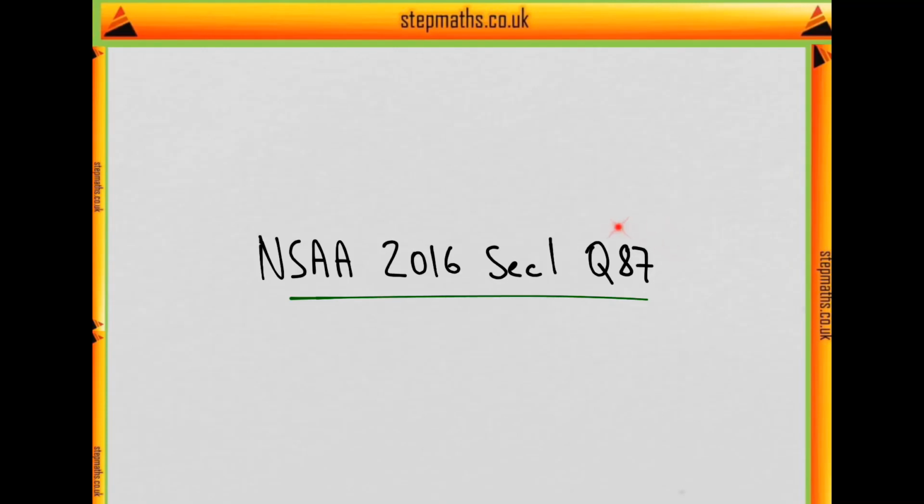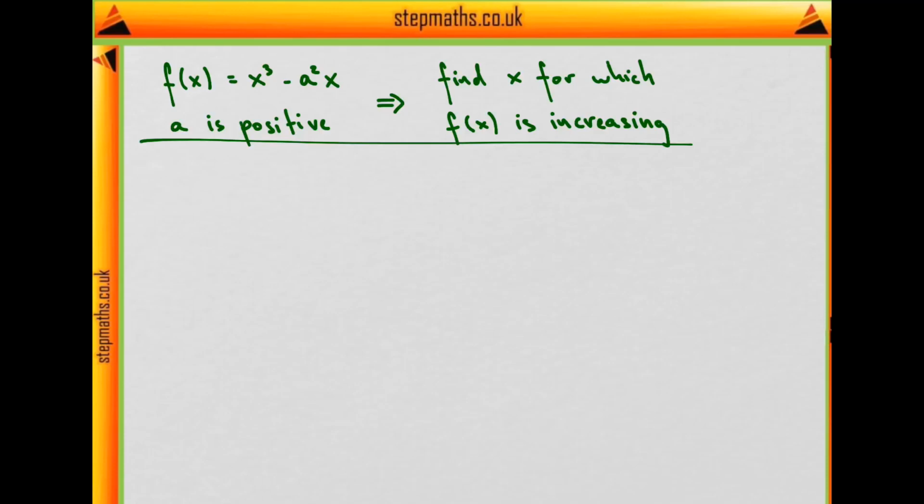In this video, we'll look at question 87 from the 2016 paper. In this question, we get given a function f of x, which is x cubed minus a squared x, where a is a positive constant. Given all this information, we're supposed to find all the values of x for which this function f of x will be increasing. So what does increasing mean for a function?